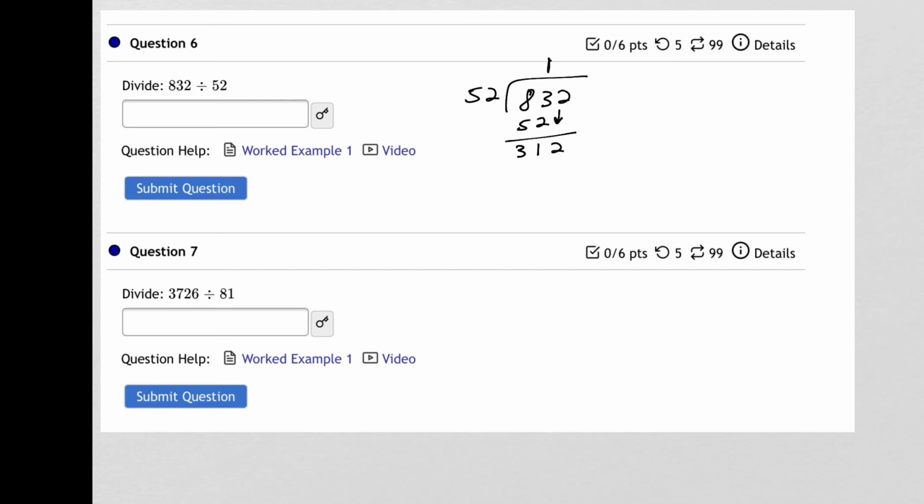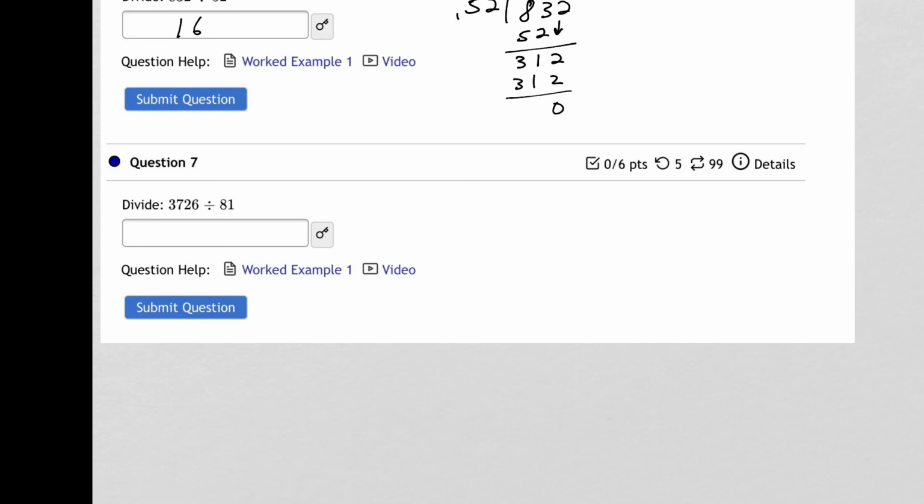And then 52 into 312, it looks like that'll probably be 6 times, right? So let's try 6. 6 times 2 is 12. 6 times 5 is 30, plus 1 is 31. Yep, and the remainder is 0, right? So this is going to equal 16, exactly 16.